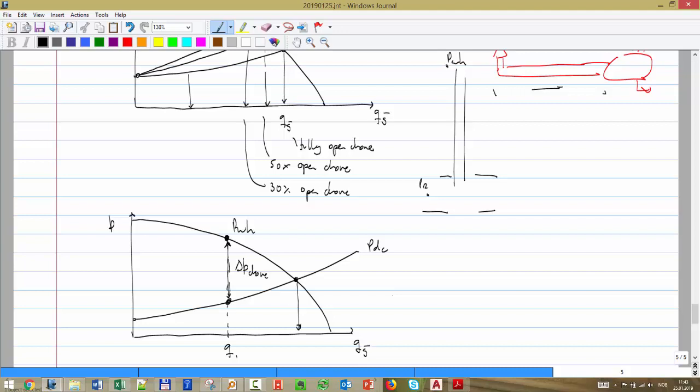Now if I want to be here, Q2, the same thing. I have more energy than what I need. Therefore, I have to create an even higher pressure drop. Therefore, the opening here is going to be, let's say, 80% or 50%, and here will be 30%, because I have to create a bigger pressure drop.